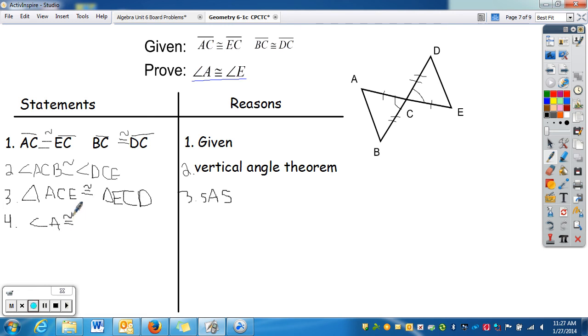So I'm going to say angle A is congruent to angle E. And the reason why is because these two triangles are congruent, that makes these two angles congruent, angle A and angle E. So that is my CPCTC: corresponding parts of congruent triangles are congruent.